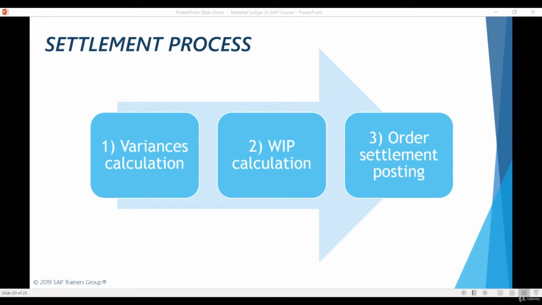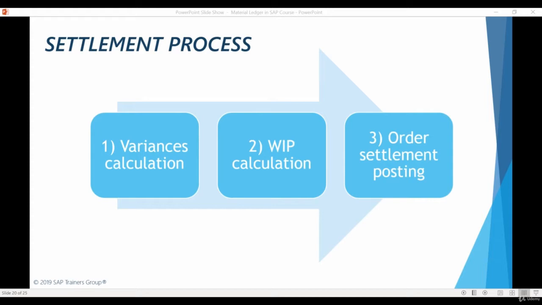After we've calculated actual activity prices, the next step during the period end process is to conduct order settlement for the manufacturing orders of the period. As you know, the purpose of the settlement process is to make sure that the debit and credit sides of all manufacturing orders are matching.